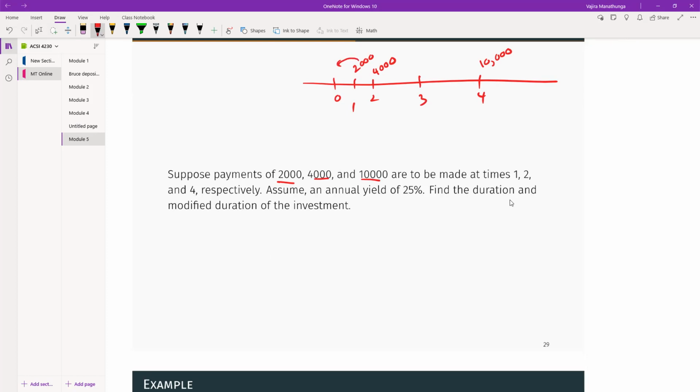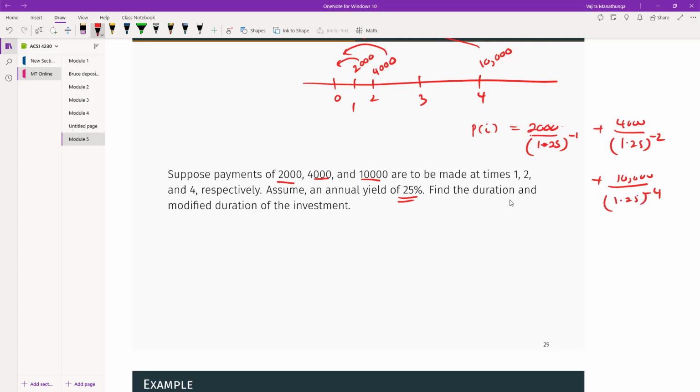Okay. So you need to discount to get the price. So the price would be, under the rate of 25%, 2,000 times 1.25 to the negative 1, because the rate is 25%, which is really high actually, then 4,000 divided by 1.25 squared, then 10,000 divided by 1.25 to the fourth. That would be the price.